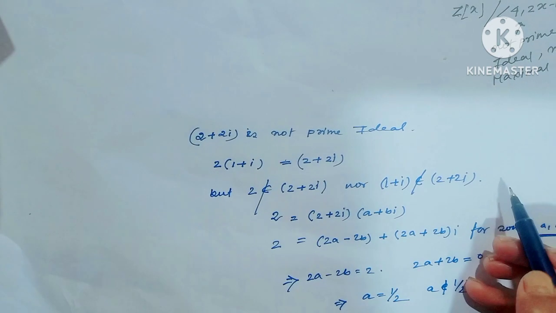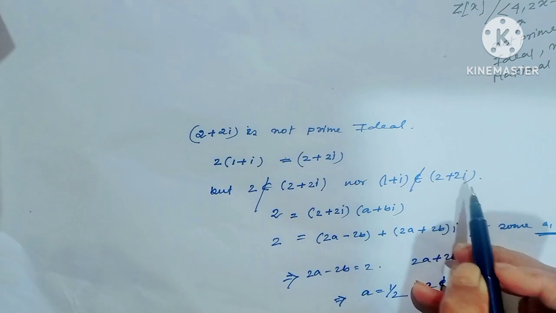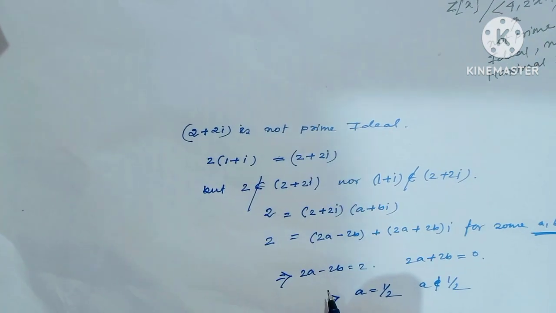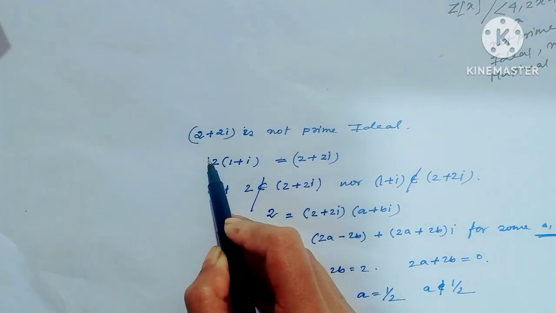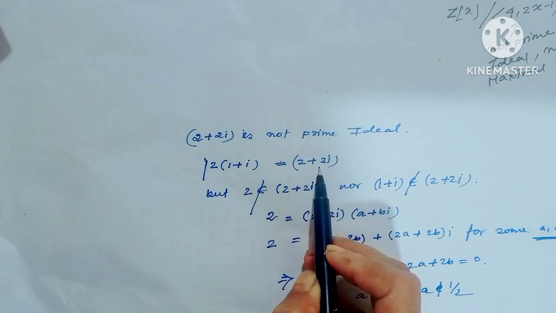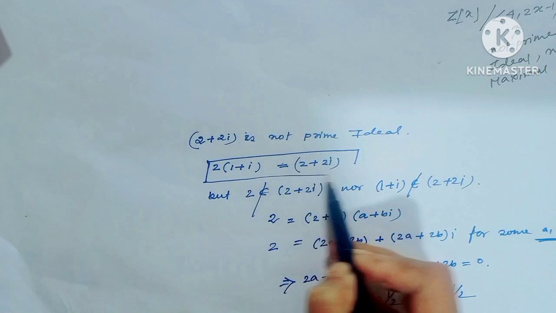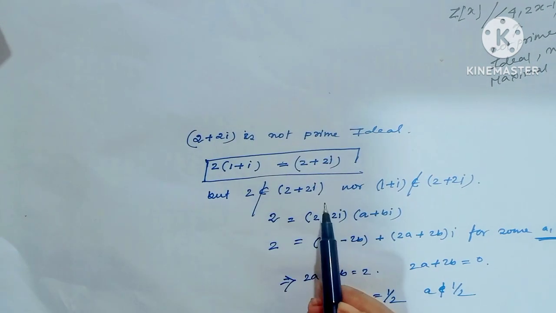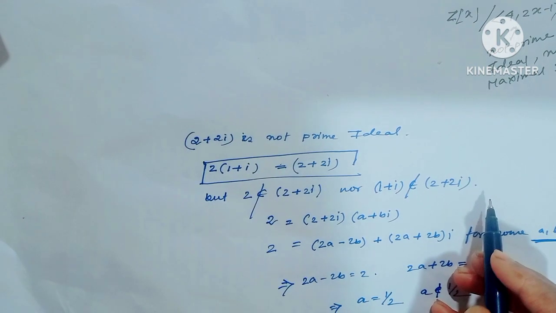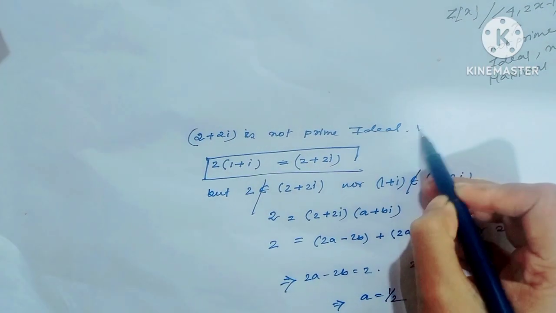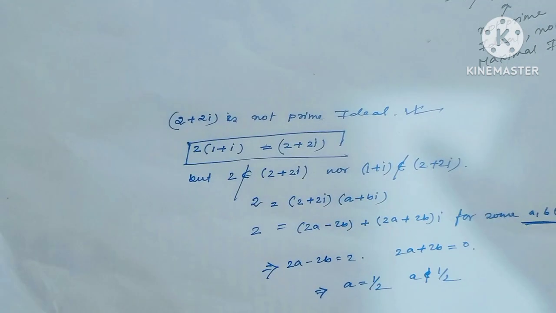Similarly, the element 1 plus i does not belong to 2 plus 2i. Okay? Therefore, we can write the ideal element 2 plus 2i as 2 times 1 plus i. But neither 2 belongs to 2 plus 2i nor 1 plus i belongs to 2 plus 2i. So 2 plus 2i is not a prime ideal. I hope all my viewers have understood.